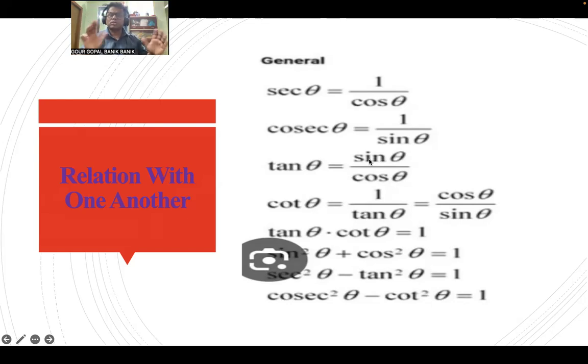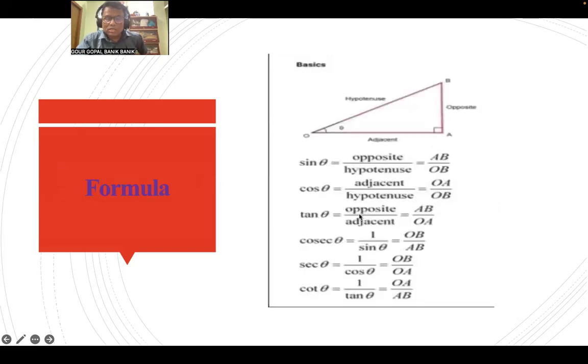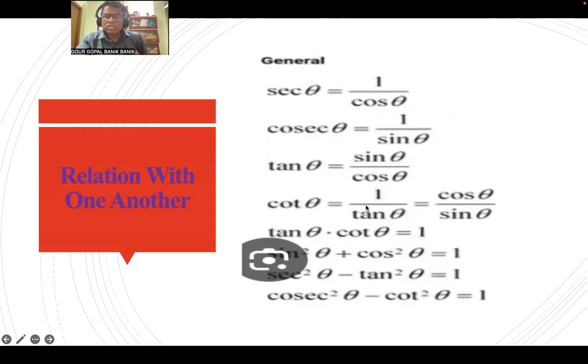Practice will help you to remember, don't worry. Just concentration is necessary. Tan theta is sin theta by cos theta. This formula you have to learn. The cot theta is 1 by tan theta. I have shown earlier also, cot theta is 1 by tan theta, so I put it again. And it can be proved that cot theta is also equal to cos theta by sin theta.